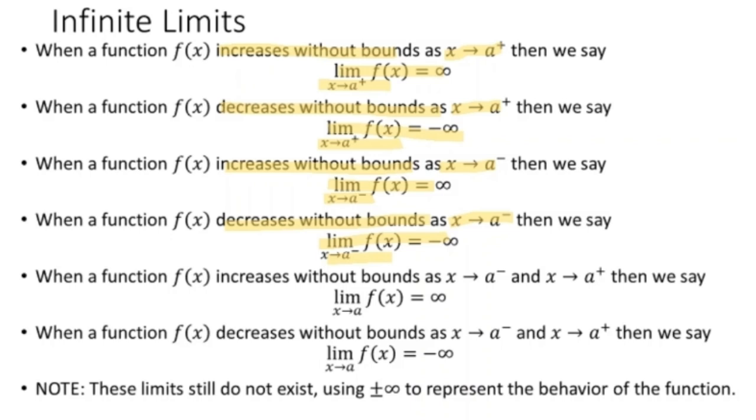We can use infinity or negative infinity as the value of our limit for two-sided limits. When a function increases without bounds as x approaches a from both the right and the left, then we can say that the two-sided limit of f of x approaches infinity. When a function f of x decreases without bounds as x approaches a from the right and the left, then we can say the two-sided limit of f of x approaches negative infinity. Again, to make it clear, the limits still do not exist. We are just using infinity or negative infinity to represent the behavior of the function and describe why it does not exist.